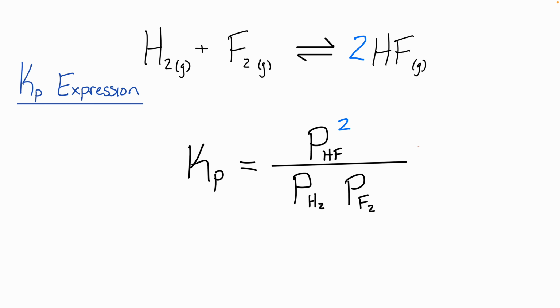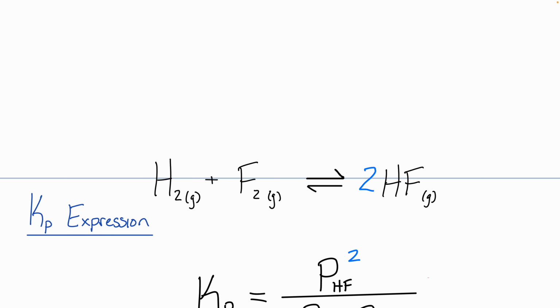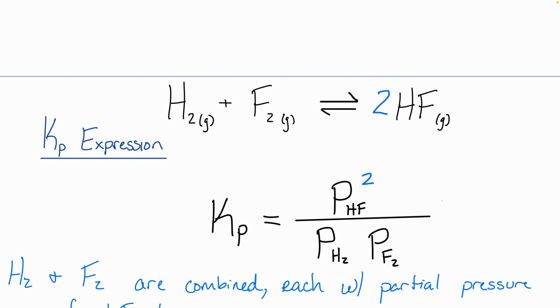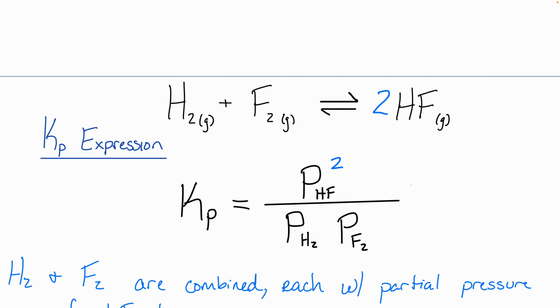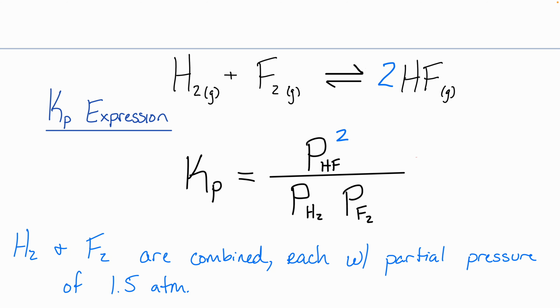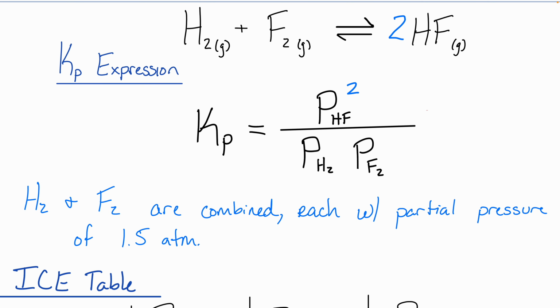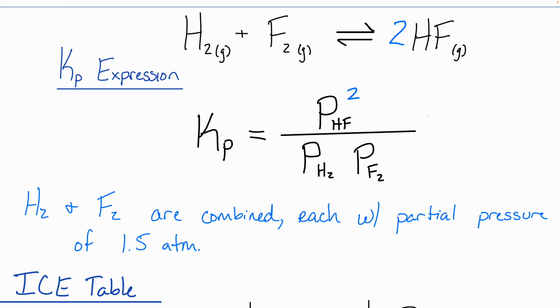Okay. So now we're going to set some initial conditions for our reaction. We're going to combine hydrogen and fluorine in an empty flask, each with a partial pressure of 1.5 atm. From here, we should be able to set up one of our ICE tables. This is what we learned last time. See if you can remember how we set up an ICE table given this balanced chemical equation and these initial conditions.